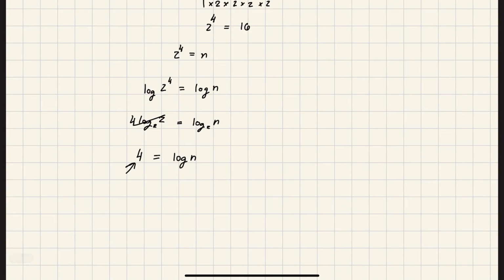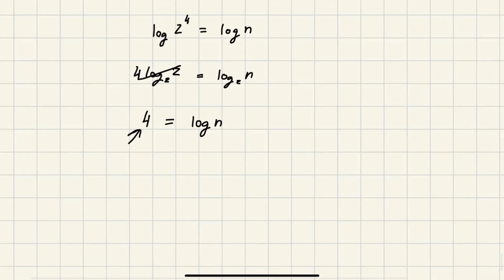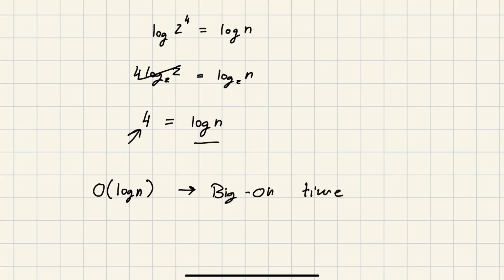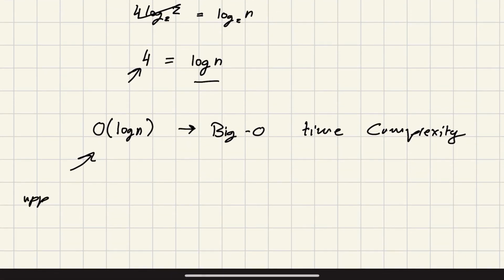Now, what do we say about this log of n? Well, in computer science, we use a notation big O of log of n. And this is the big O time complexity. I'll just spell it like that. And what this means is that this is just an approximation, an upper bound, because remember, this is the worst case scenario that we're taking into account. So we never get a case that's worse than this.